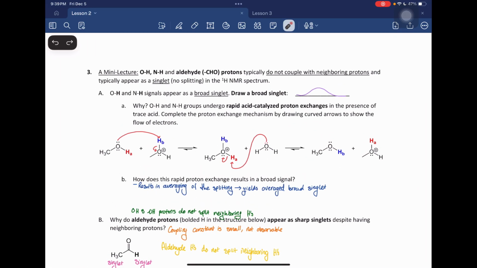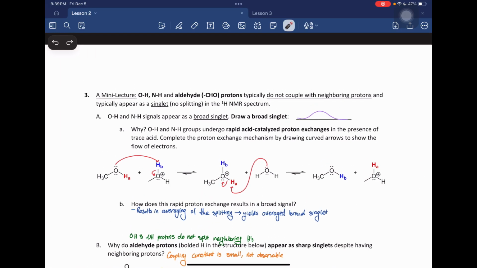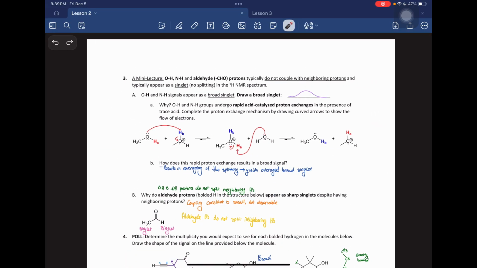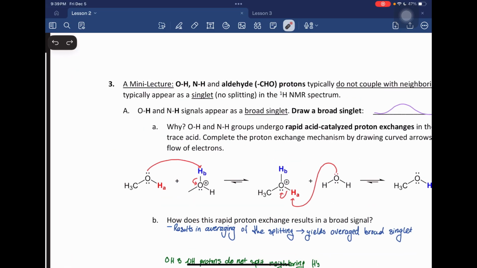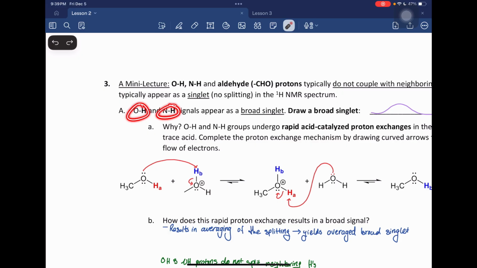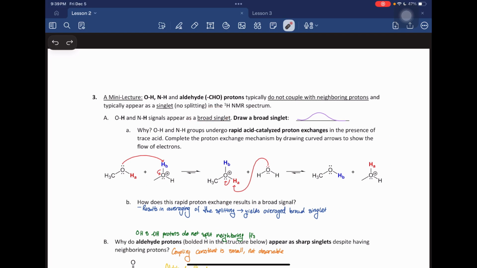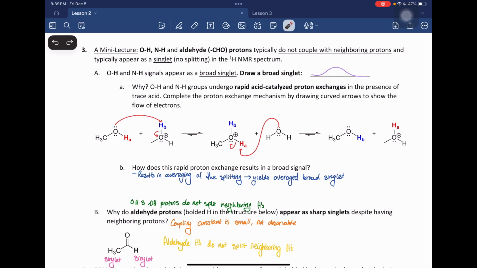Next, oh Lord. So this one, honestly, all you need to know from this is OH and NH together make a broad singlet. And a broad signal is just going to look like that. This whole thing is just a rapid acid catalyzed proton exchange, and why it happens. So OH and NH groups undergo rapid acid catalyzed proton exchange in the presence of a trace acid. Complete the proton exchange mechanism.